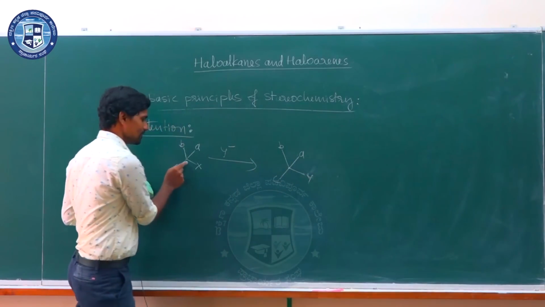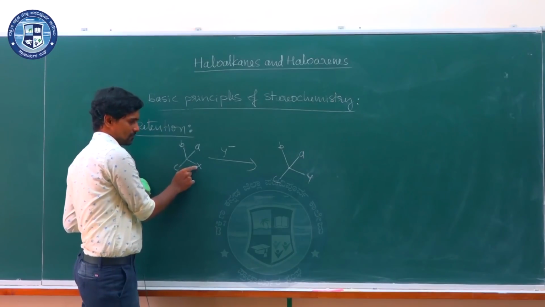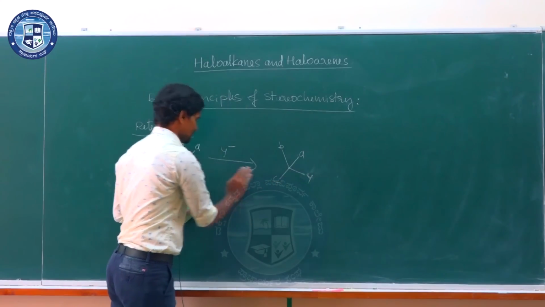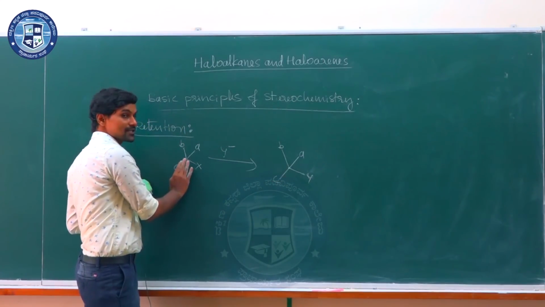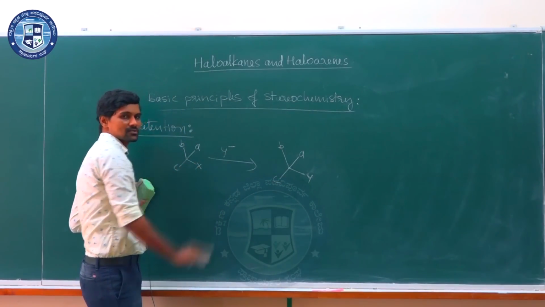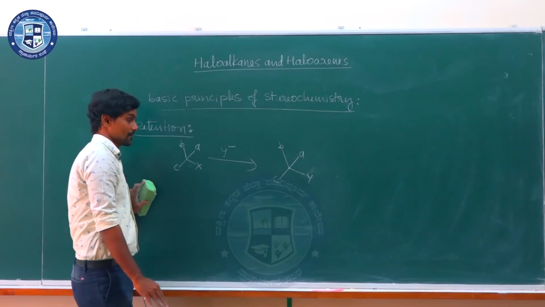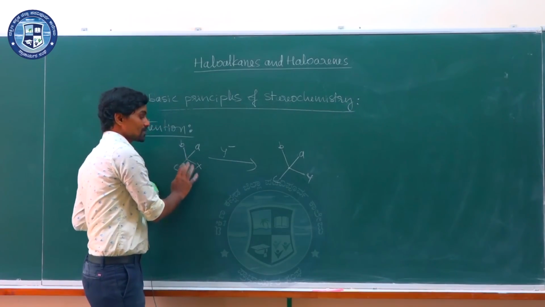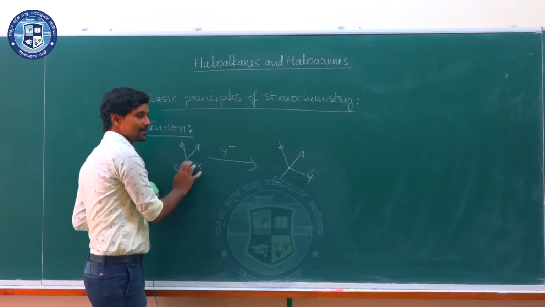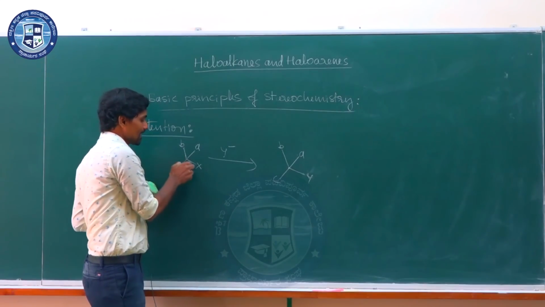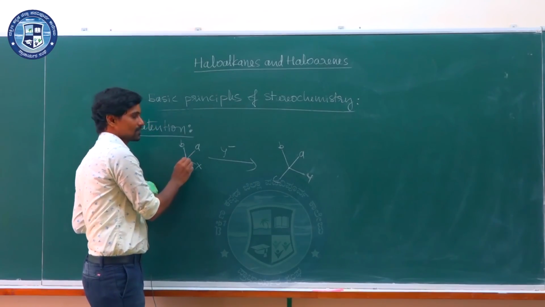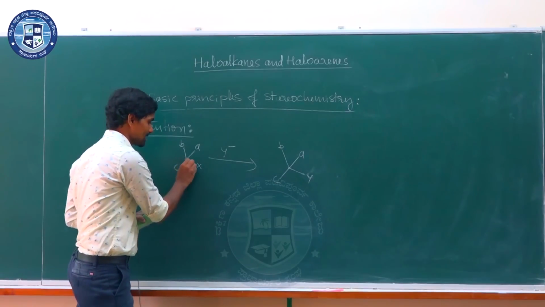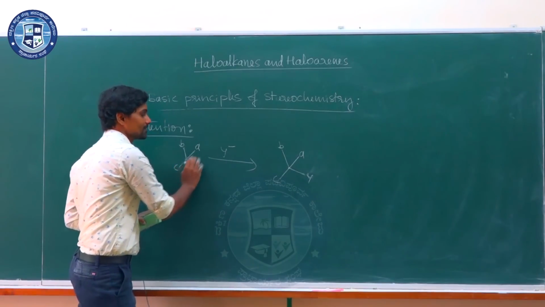You can note here that in whichever direction X was there, in the same direction Y is there. The configuration of the molecule is not changed. Or we can say that during this reaction, the integrity of the spatial arrangement around the asymmetric carbon atom is preserved. The spatial arrangement around the asymmetric carbon atom is retained as it is.